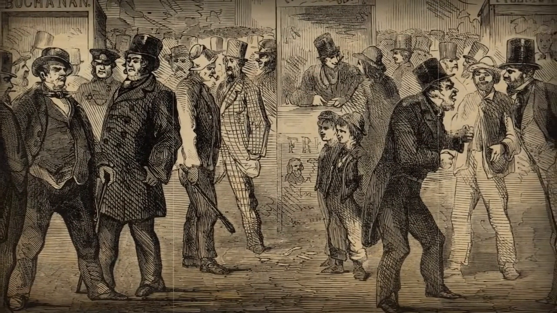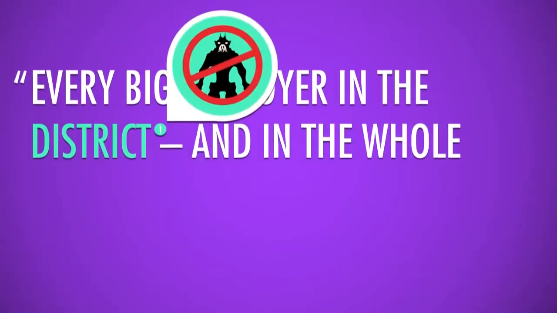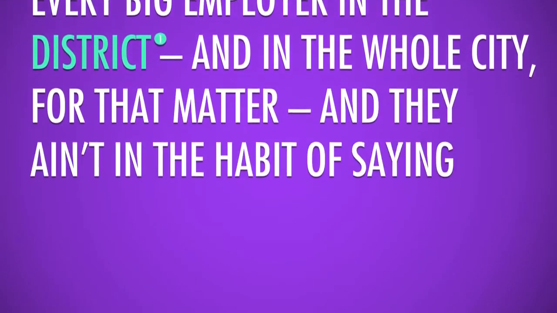Staying in power meant control of city jobs as well as city contracts. Plunkett claimed to know every big employer in the district, and in the whole city for that matter, and "they ain't in the habit of saying no to me when I ask them for a job." But with all the corruption, sometimes even that wasn't enough. Fortunately, Tammany politicians could always fall back on fraud.